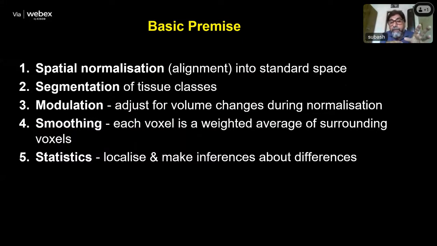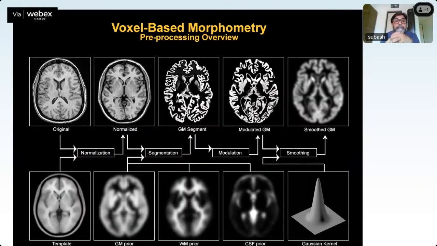Then you do modulation, which adjusts for total volume changes during normalization. Then you smoothen the data. Each voxel is weighted by every surrounding voxel. Smoothing improves the signal to noise ratio. What we are trying to do is, by smoothing, improve the signal to noise ratio of these images, and then you perform the statistics by comparing the two populations and make inferences about the differences in the two segments.